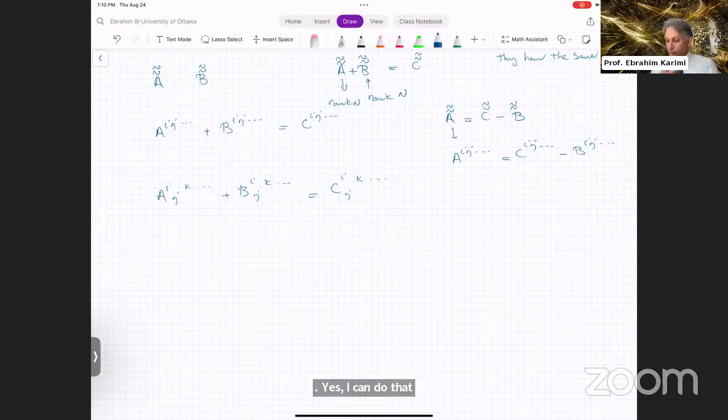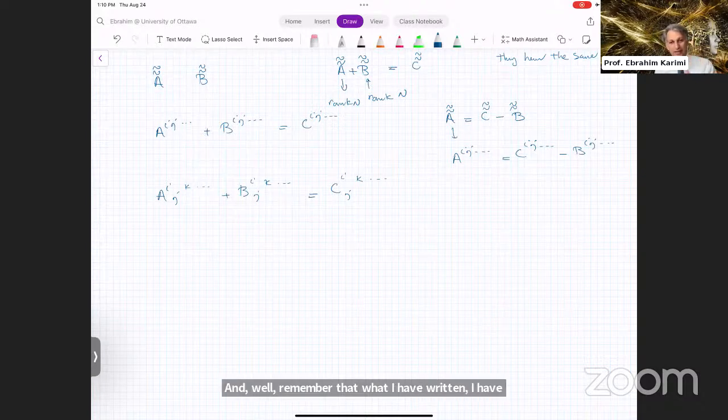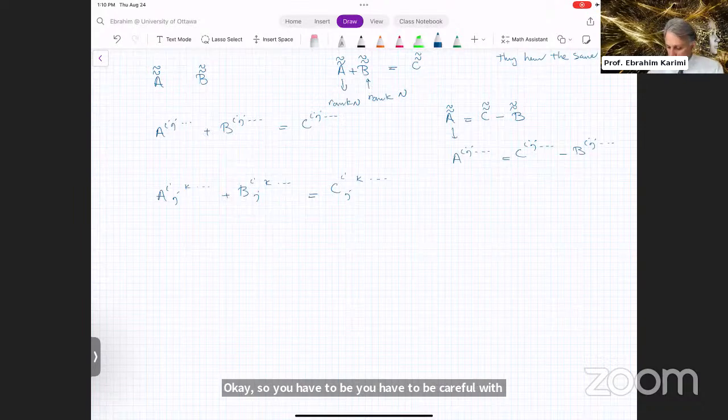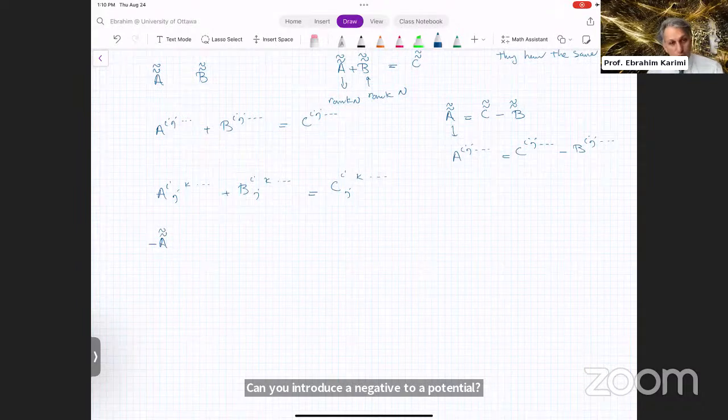And remember that I have written the tensors in the same fashion. If they are contravariant or covariant or the mixed one, they should be identical, and this way the different elements can be summed up together. You may ask, if I have a contravariant and a covariant one, can I sum them up together? Well, you can, but you don't get a covariant and you don't get a contravariant. You will get something in a complicated situation in between, so you have to be careful with that. Can you introduce a negative to a tensor? Yes, you can. Each element of Aij becomes minus Aij. Each element will get a negative sign.